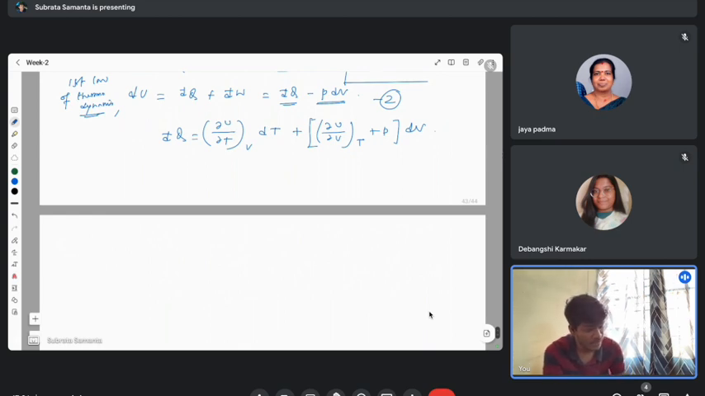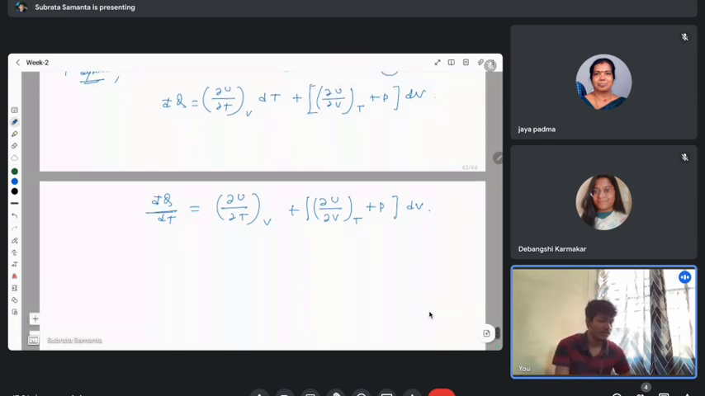So that means dQ by dT is del u by del t at constant V plus del u del v at constant T plus P, times dV by dT. Right? So this dQ by dT is the heat capacity, the definition of the heat capacity C.